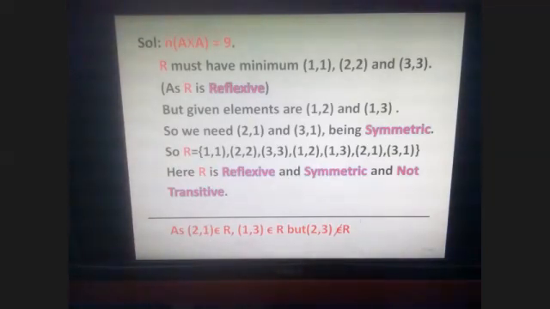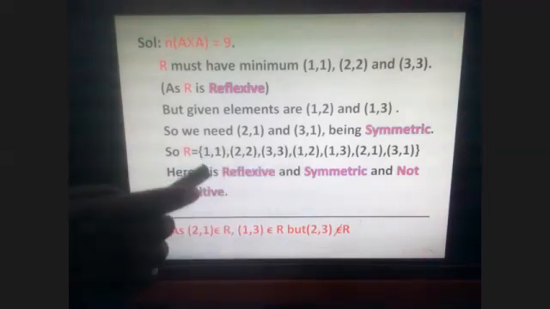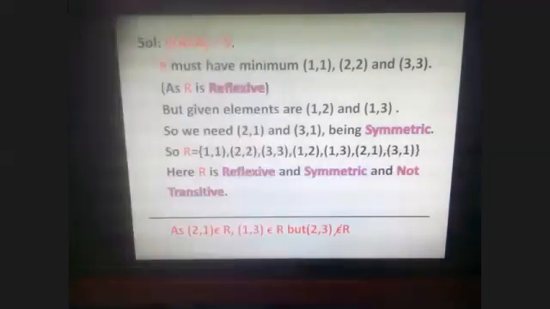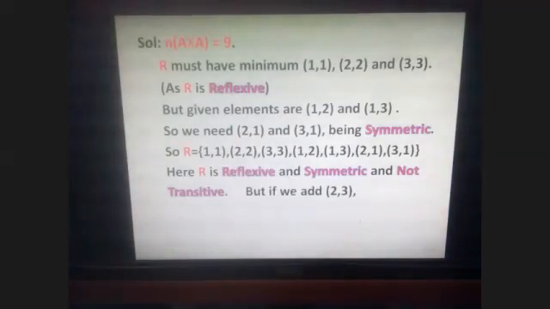We cannot remove any element from here because we need reflexive, so we need these 3, and these 2 are given by virtue. As it is symmetric, we need this much. We cannot remove, but we can add. Let us add one more element. If we add (2, 3), then you need (3, 2). Why? Because it is symmetric.